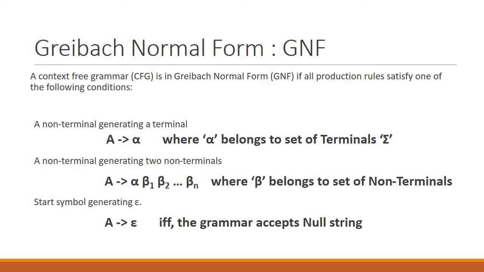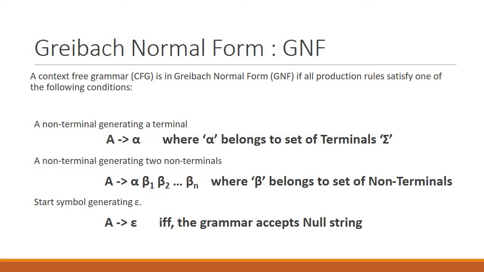The production rule number two is that the production can produce one terminal and a series of non-terminals. So here you can see that A is producing alpha, where alpha belongs to the terminals, and then beta 1 till beta n, which belong to the non-terminals, or you can say variables. So the length of any GNF production can be of any size, but it must start with a terminal. And the last rule is the same as we have done in CNF, Chomsky's normal form, that is, a start symbol can produce epsilon, and the condition remains the same.